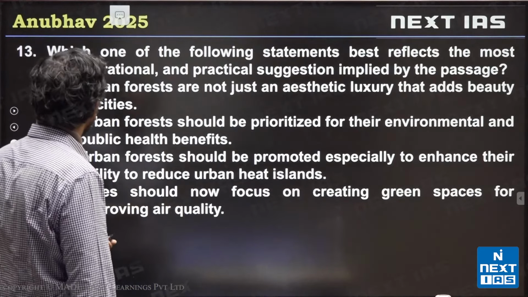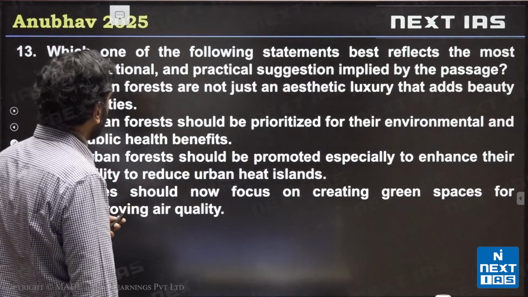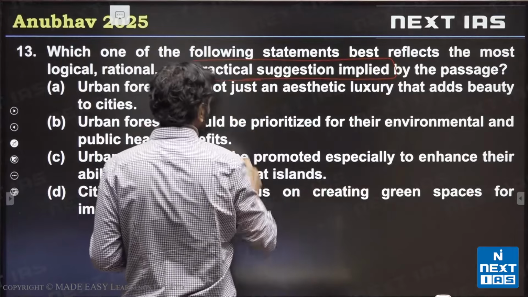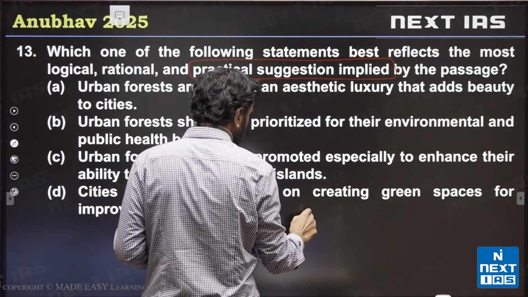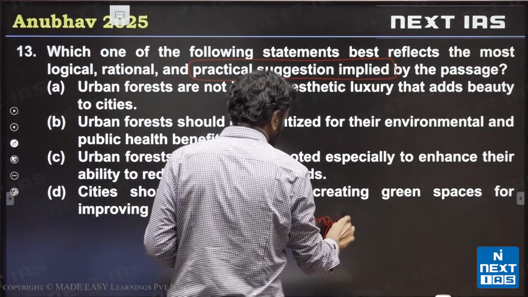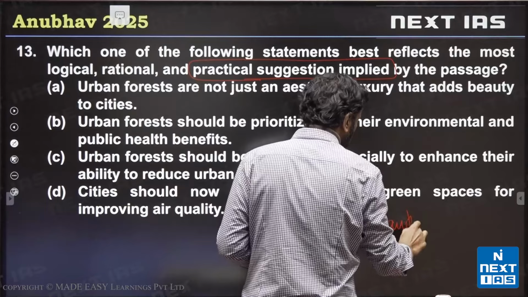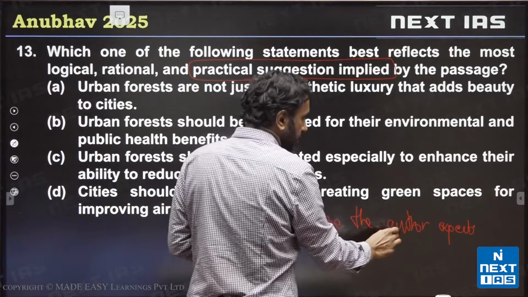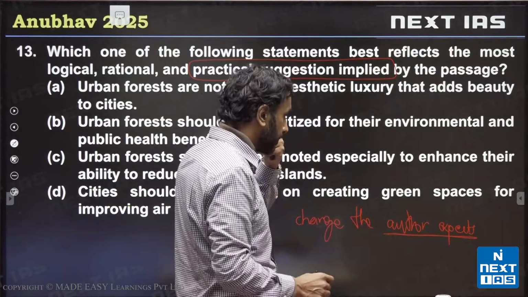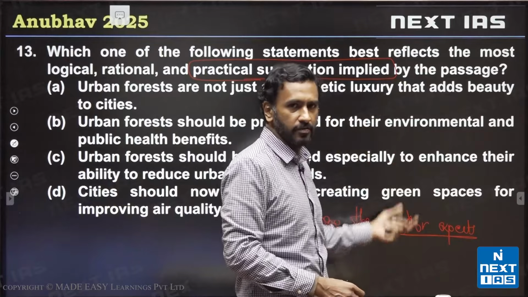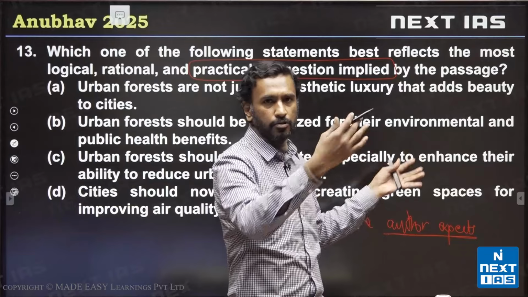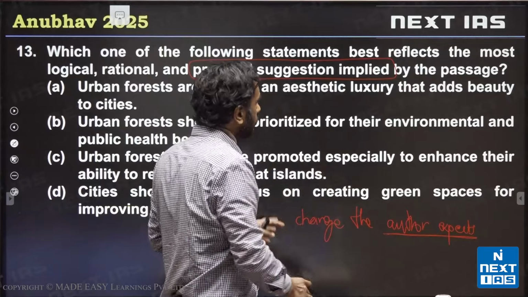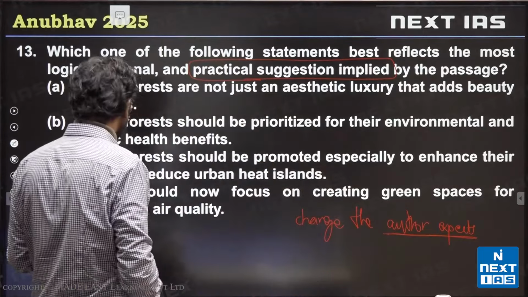Let me look at what question is being asked. We are asked for the most logical, rational and practical suggestions implied. When you're looking for practical suggestions implied, see what is discussed in the passage and what change the author expects. When I say what change the author expects, these words are important. That means I have to use the words of the author only to determine which of these changes is acceptable. I can't simply suggest any new change which is not mentioned anywhere in the passage, right? This change, the suggestion implied, the change the author wants, should be based on information in the passage, okay?